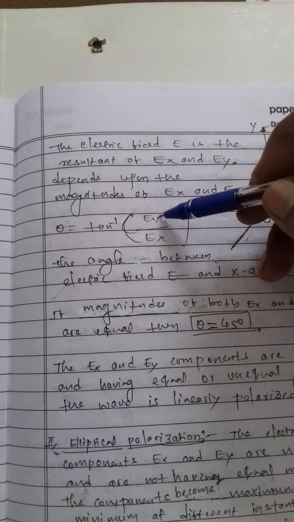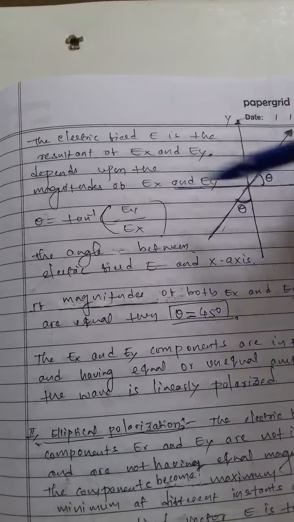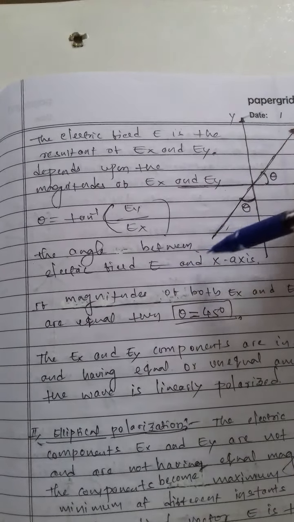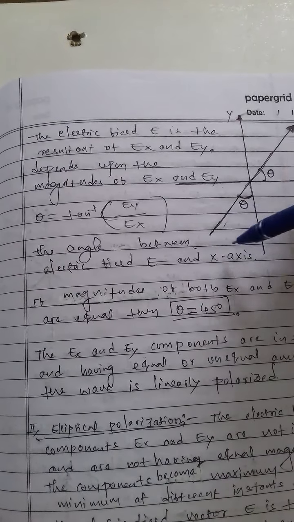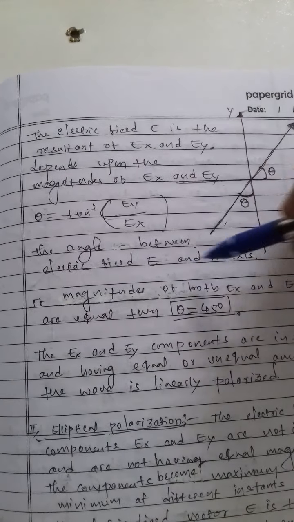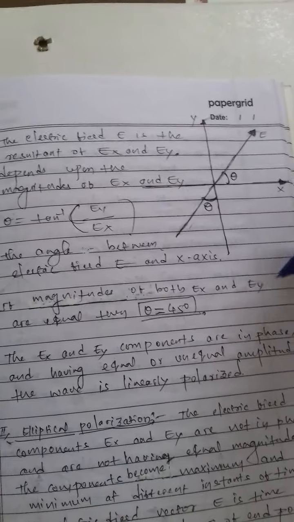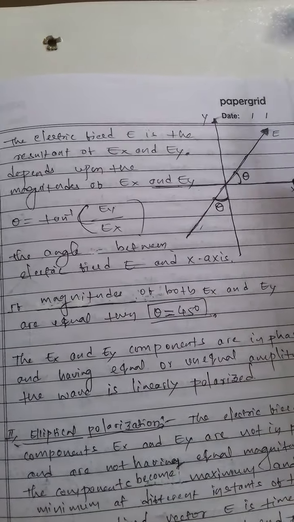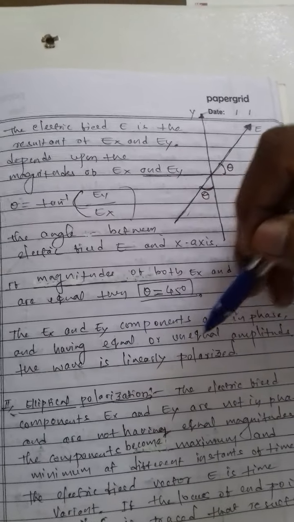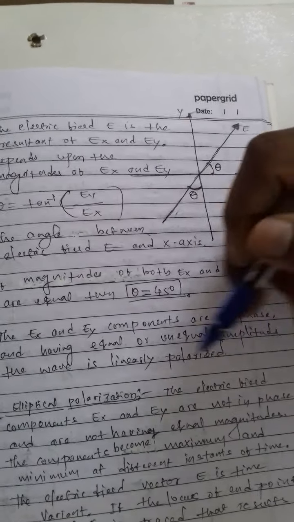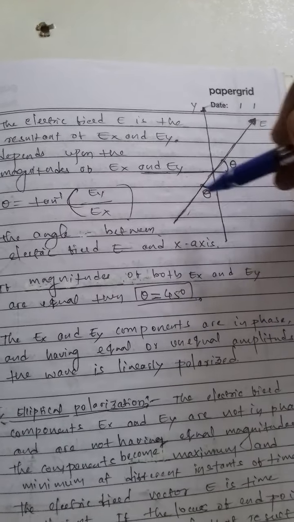Theta is equal to tan inverse of Ey by Ex, which is the angle between the electric field E and the x-axis. If the magnitudes of both Ex and Ey are equal, then theta is equal to 45 degrees. If the Ex and Ey components are in phase and have equal or unequal amplitudes, the wave is linearly polarized.